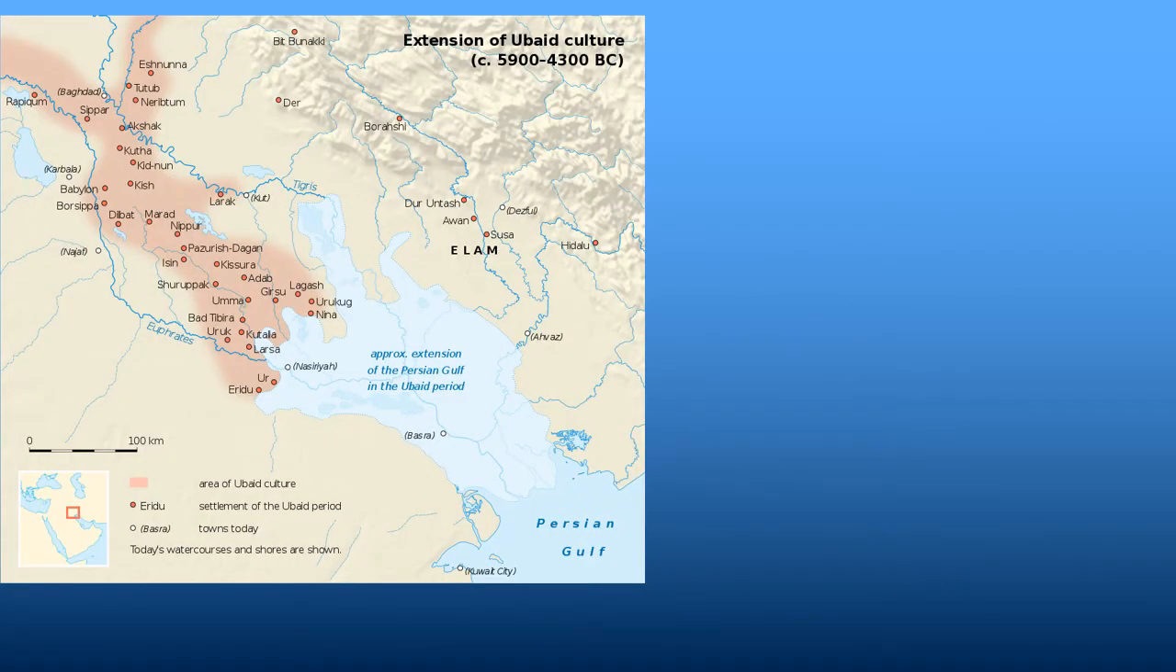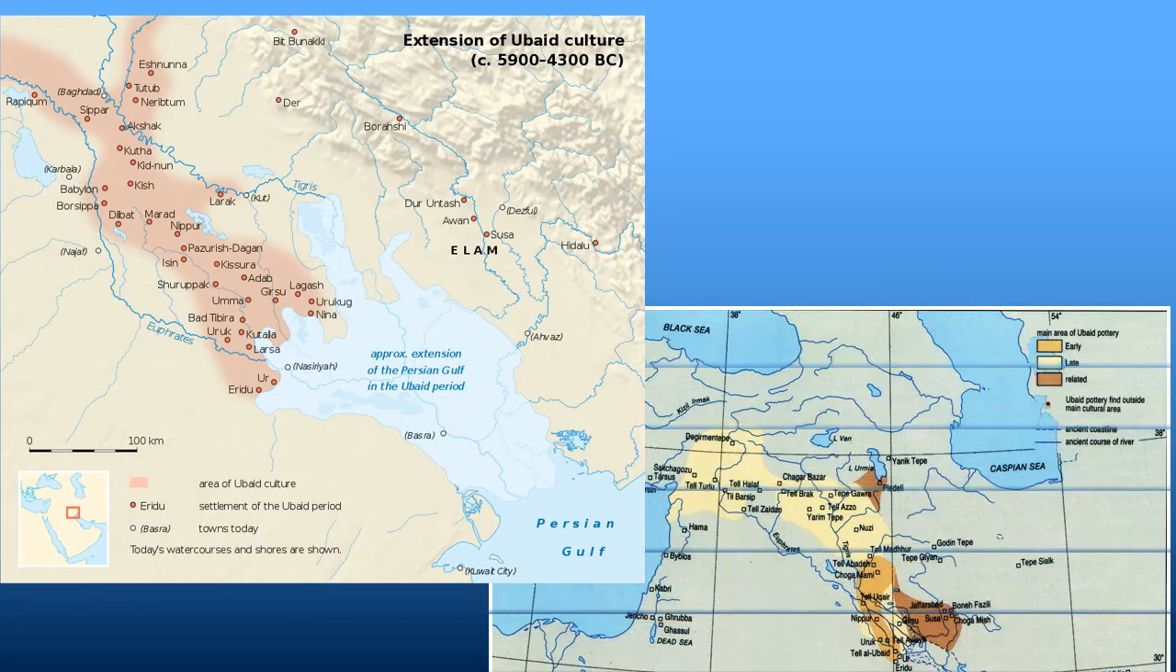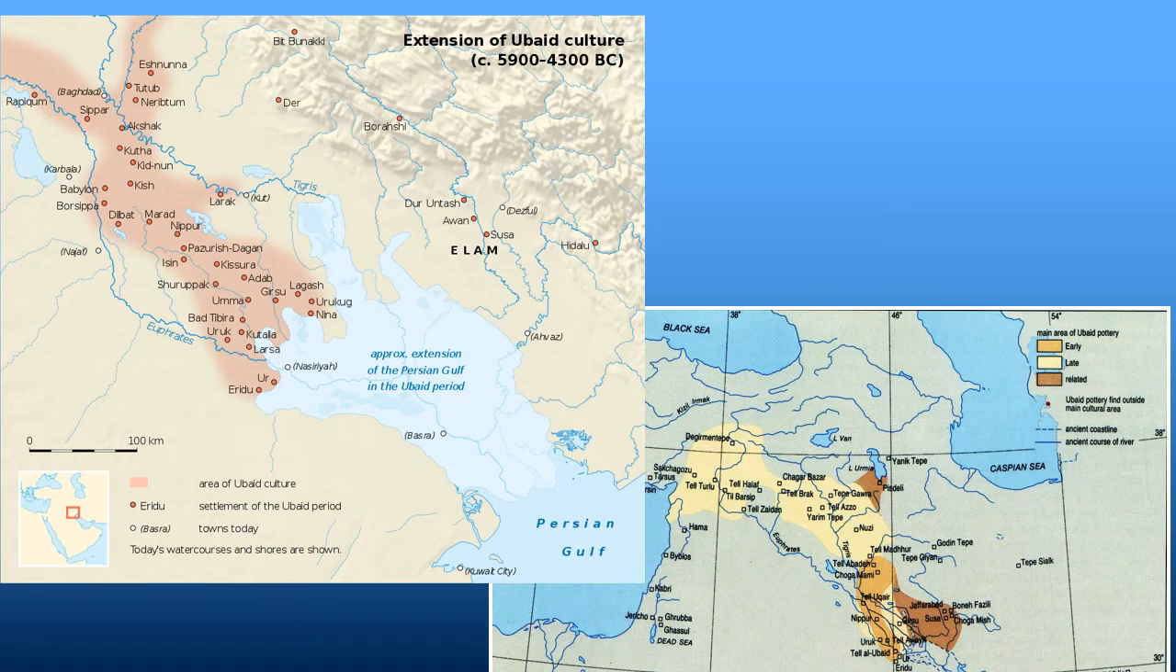So the Ubaid 3 period is when the culture spreads throughout most of Mesopotamia. So it starts down here in the south, then starts to spread north. It replaces the Halaf culture and goes out into the Levantine world, as you can see there.